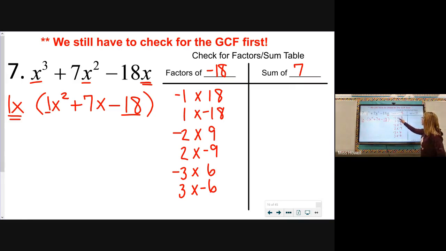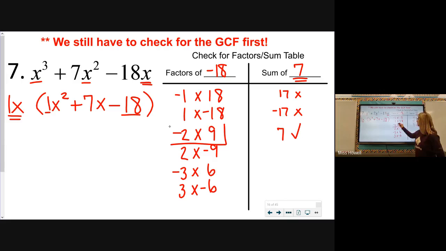Negative 1 and 18 would give us a 17. That's a fail. This would be a negative 17. We're looking for positive 7. Negative 2 and 9, that would give us a positive 7. So as soon as I got to this one, wherever I got to that one in my guess and check would be my stopping spot. I found my good one.